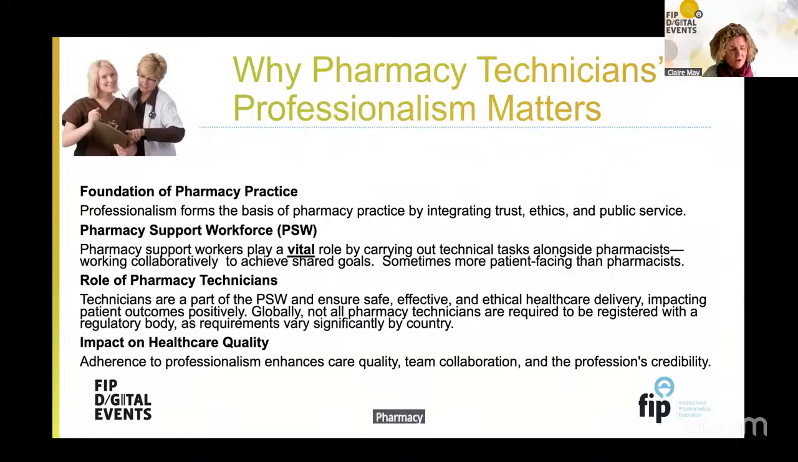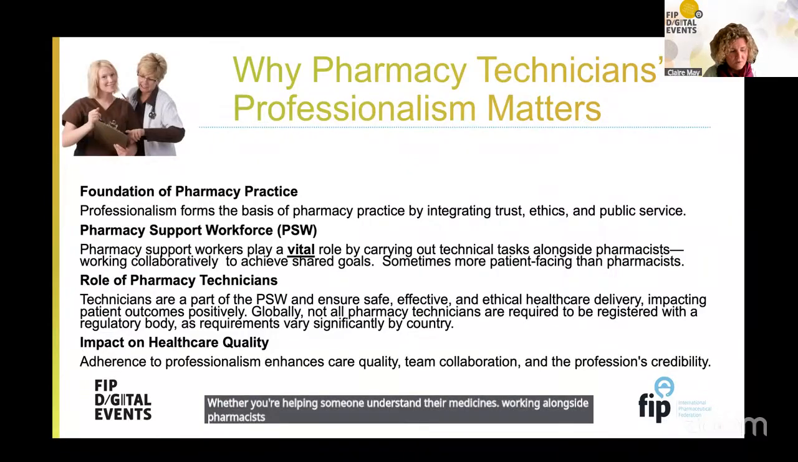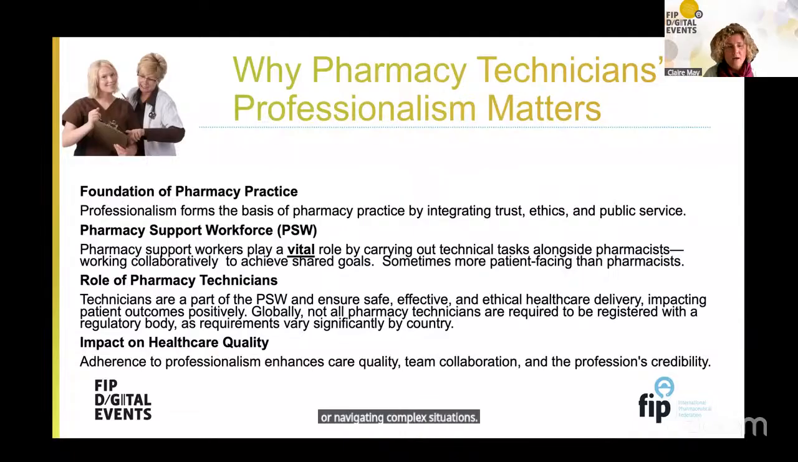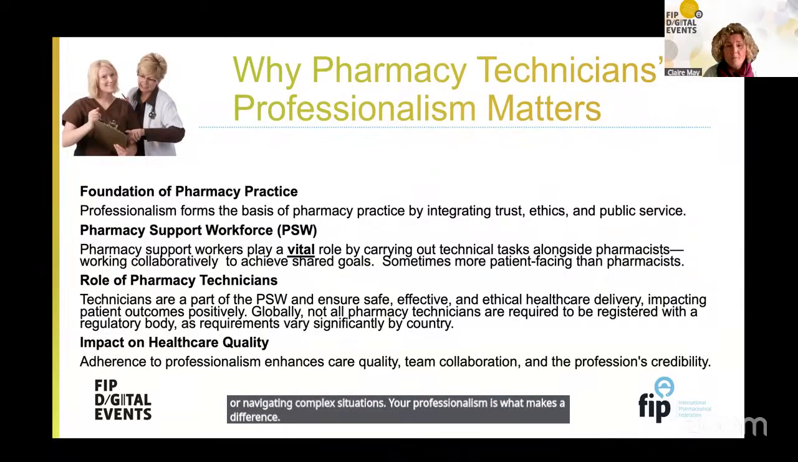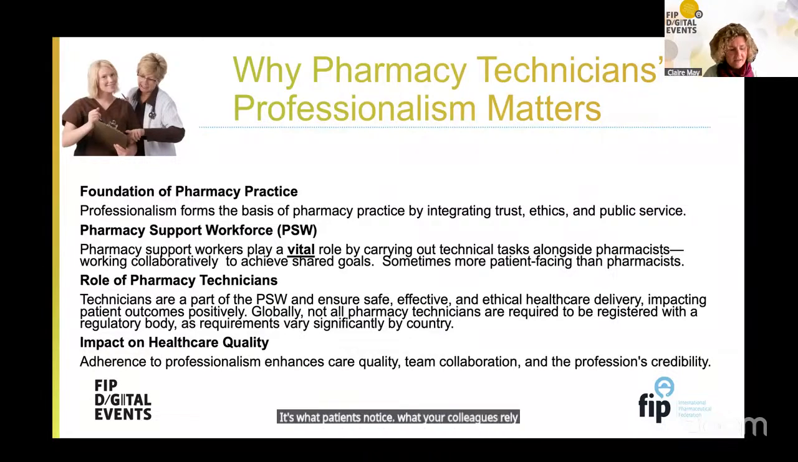Professionalism for pharmacy technicians goes beyond just being theory. It's about living and breathing it. As your roles within the pharmacy workforce evolve globally, especially into those more patient-facing care roles, just like we've heard from Catherine, the way you communicate, make decisions, and support patients becomes even more important. Whether you're helping someone understand their medicines, working alongside pharmacists and other parts of the pharmacy workforce, or navigating complex situations, your professionalism is what makes a difference. It's what patients notice, what your colleagues rely on, and it helps to build the credibility of our own profession.